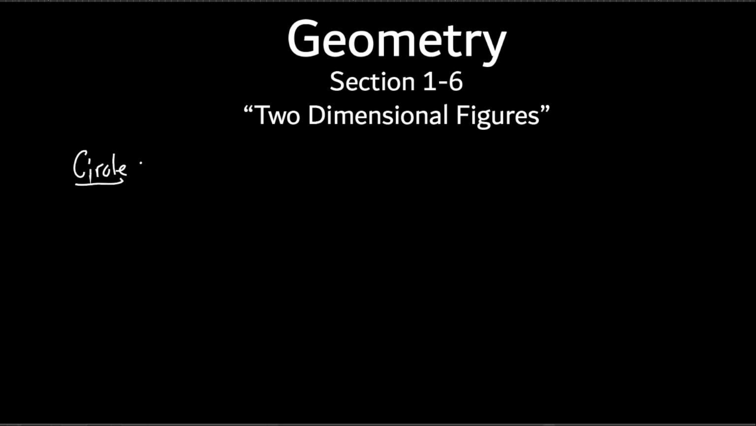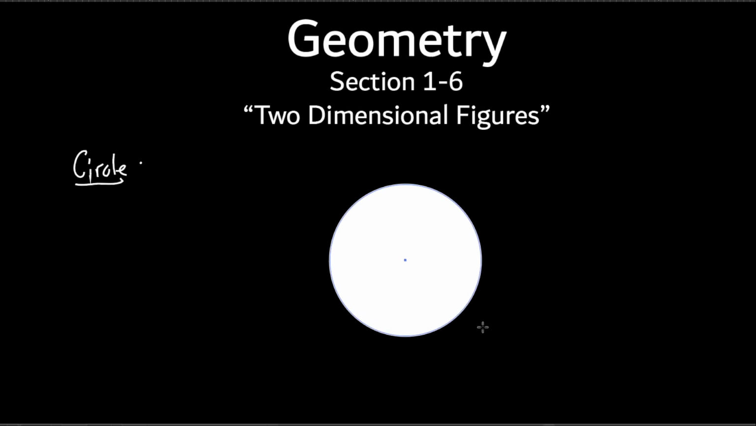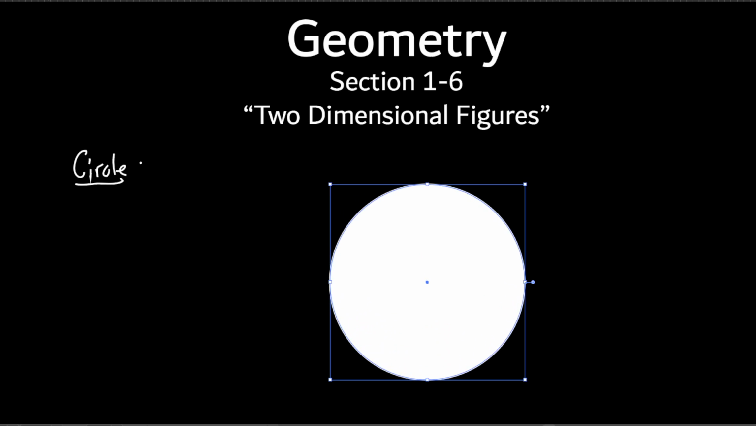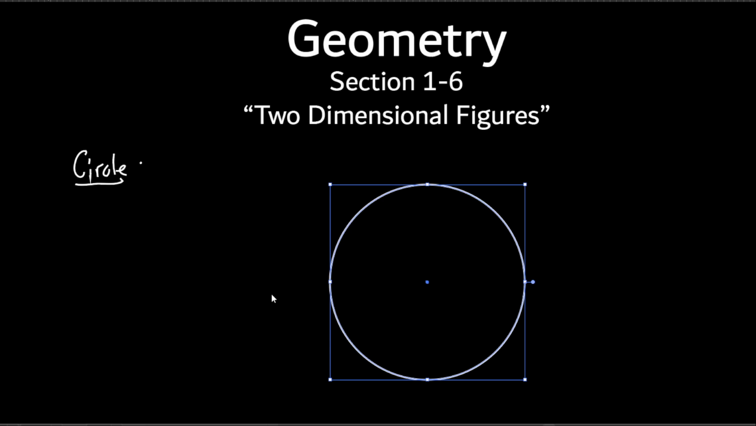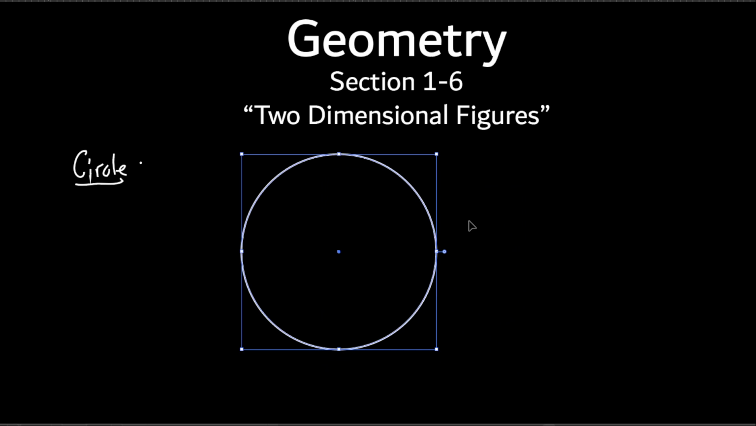So if I go to this little tool right here, and actually, I don't want it filled in. I just want it like this. So this is a circle, and there are several things that we need to know about a circle. We're not going to get really deep into the circle right now. Later on in the book, we do a lot more with these shapes, with circles and different things like that.